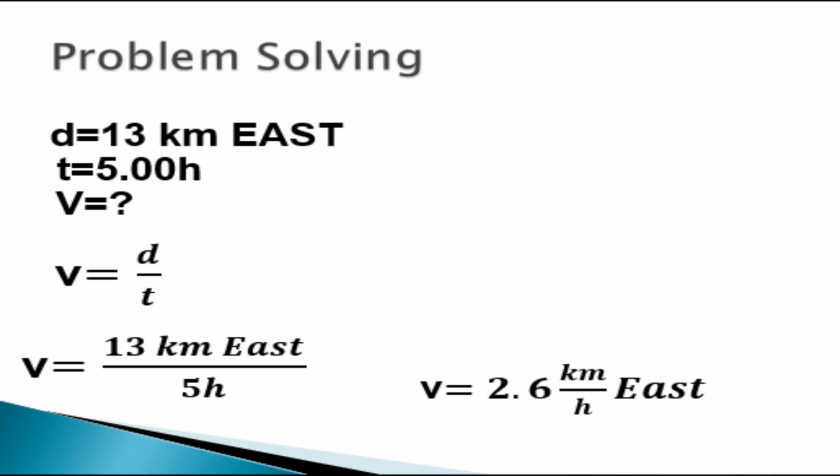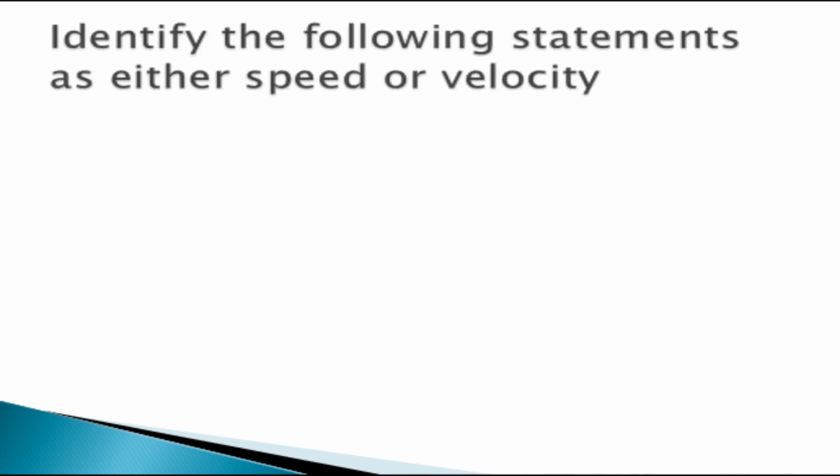Take note that there is always a direction when we talk of velocity. Again, the difference between speed and velocity: the first one has a direction and the other one does not. Now I have here questions to see whether you understand the difference between speed and velocity. Using your papers, identify the following statements as either speed or velocity. You will just simply write speed or velocity.